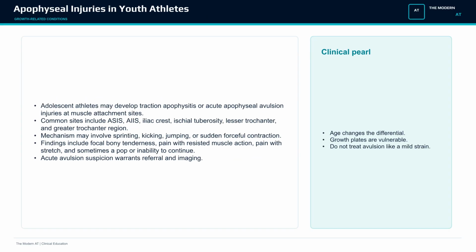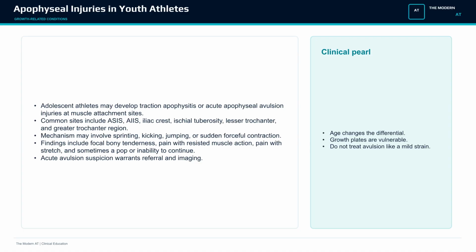In adolescent athletes, age changes the differential because growth plates and apophyses are vulnerable. Traction apophysitis or acute avulsion can occur at muscle attachment sites, such as the ASIS, AIIS, iliac crest, ischial tuberosity, lesser trochanter, or greater trochanter region. Mechanisms often involve sprinting, kicking, jumping, or sudden forceful contraction.